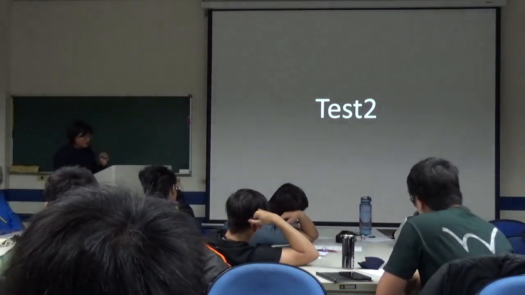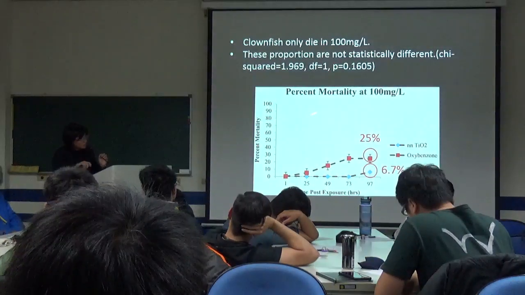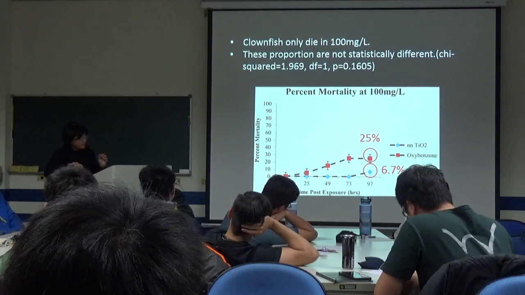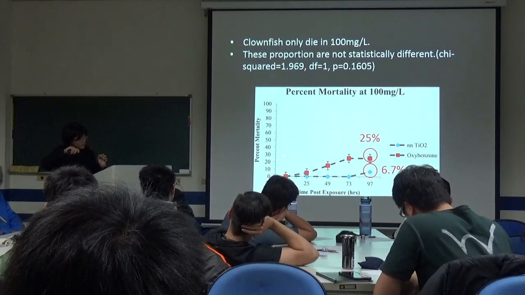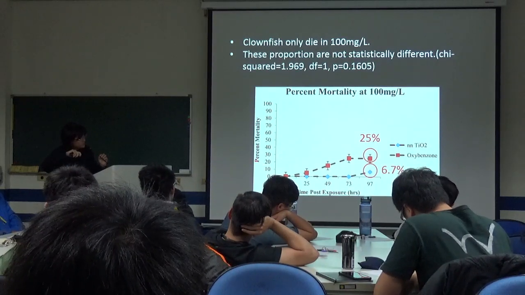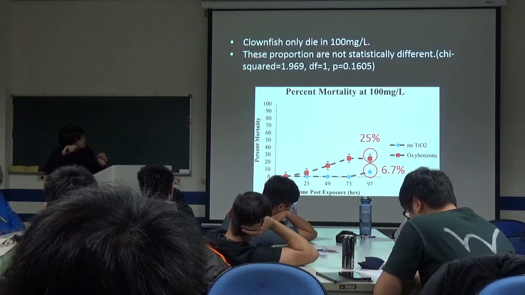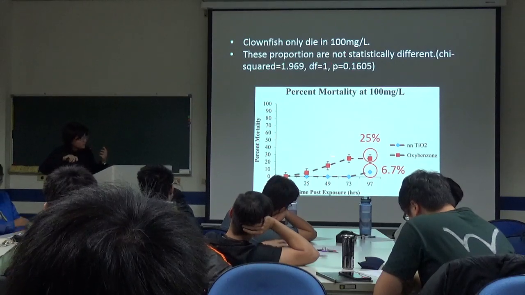And let's look at the results of test 2. You can see the chart title is percent mortality at 100 milligrams per liter. Its x-axis is time post-exposure, and the y-axis is percent mortality. You can see clownfish only died at 100 mg per liter, and these proportions are not statistically different.